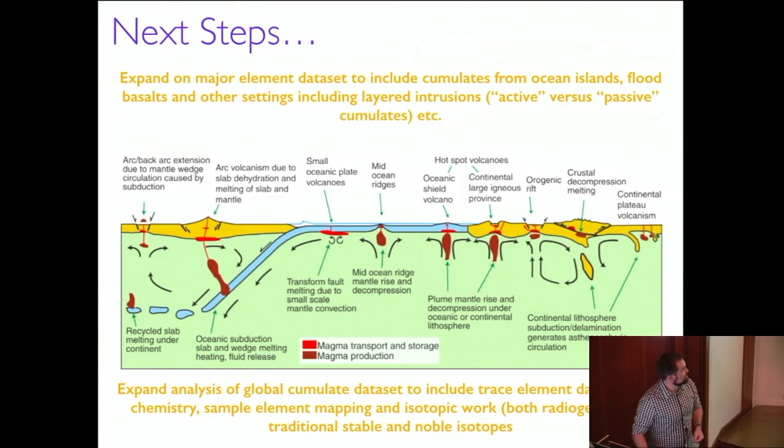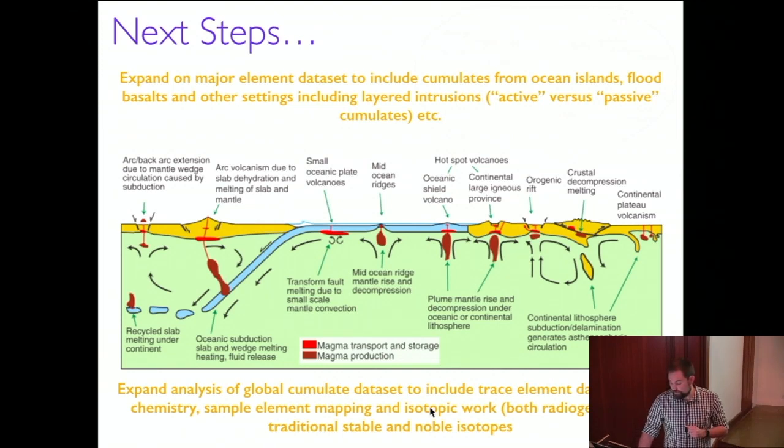So what are the next steps? Because this is actually a really interesting evolving project, and so the next step is to expand our major element database and to include cumulates not just from mid-ocean ridge environments and arc environments, but also from ocean islands, flood basalts, and some other settings, including layered intrusions, because those are very different environments of formation. You can think of it as active versus passive cumulates, if you like. And so to look at differences, not just in two tectonic settings, but as you can see in this diagram, in many different places where magmatism influences crustal composition.